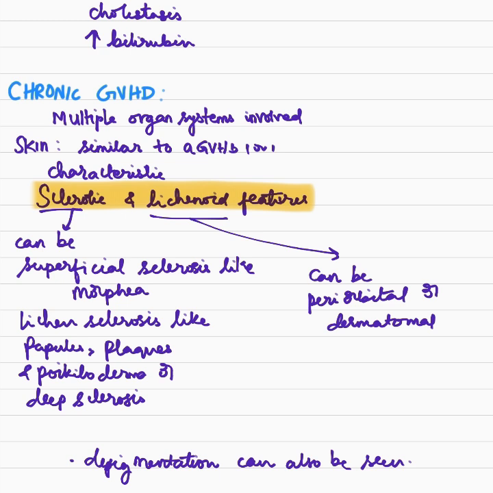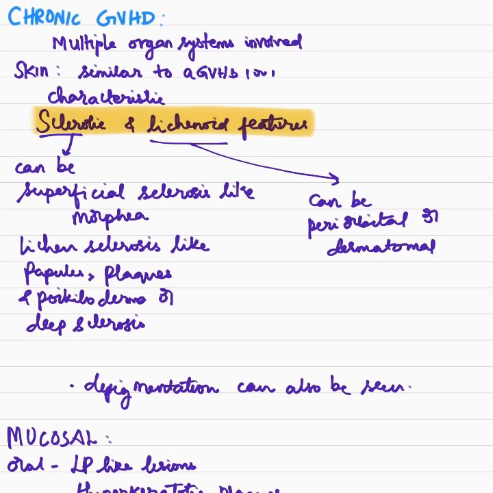The skin can show changes similar to those of acute GvHD, that is the morbilliform exanthem, or there can be characteristic sclerotic and lichenoid lesions. The sclerotic lesions can be superficial sclerosis like in morphea, or lichen sclerosus like, or they can be papules, plaques and poikiloderma, or they can be deep sclerosis involving all layers of the skin. The lichenoid lesions can be periorbital or dermatomal, and there can also be depigmentation.